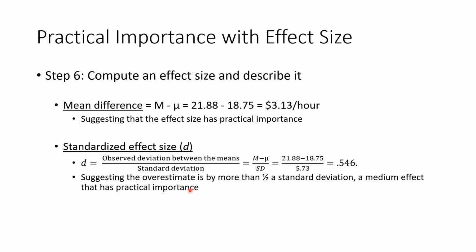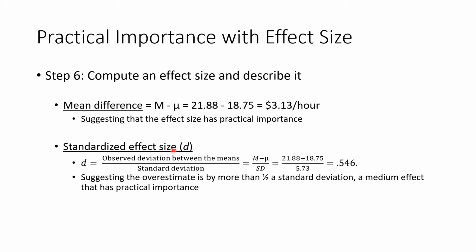Another way of thinking about effect size is with a standardized effect size, or Cohen's d, and that's computed by the mean difference divided by the standard deviation, the sample standard deviation in this case. When you do that, you get 0.546. Generally speaking, when you interpret a d, 0.2 is considered small, 0.5 is considered medium, and 0.8 is considered large.